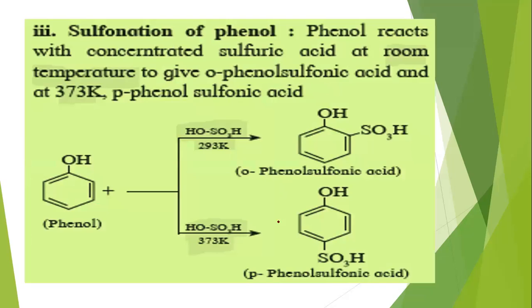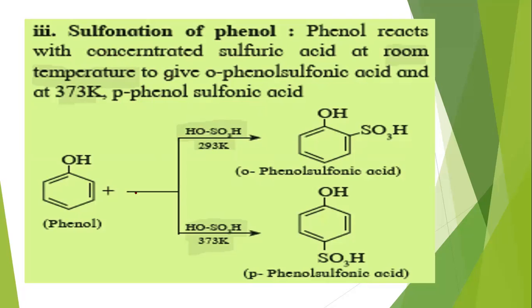Sulfonation of phenol, to introduce an SO3H group in the benzene ring. This is sulfonation. Phenol reacts with concentrated sulfuric acid at room temperature to give orthophenol sulfonic acid, and at 373 Kelvin, paraphenol sulfonic acid.